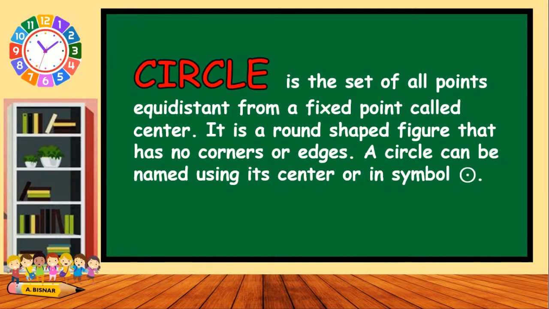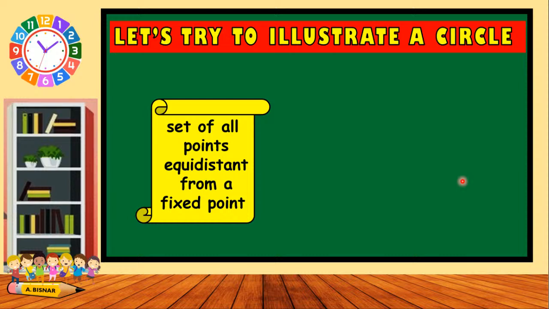So, let us start. From the definition, circle is the set of all points equidistant from a fixed point called center. It is a round-shaped figure that has no corners or edges. A circle can be named using its center or in symbol. So, ito yung symbol natin for the circle. So, from the definition, let's try to illustrate what a circle is.